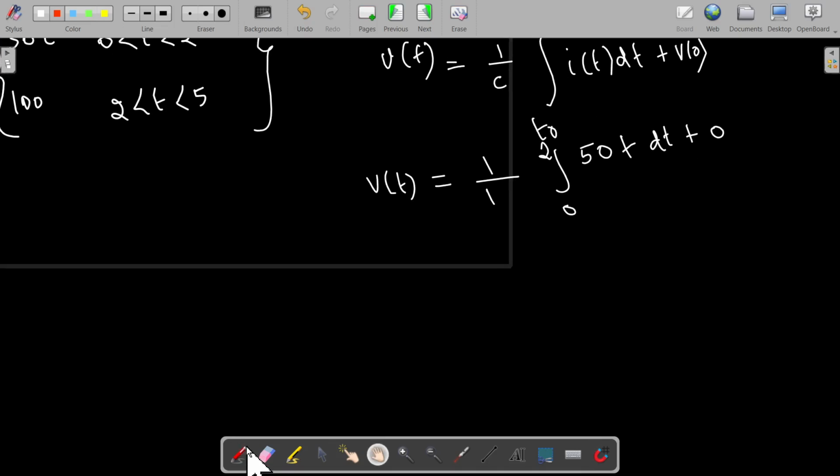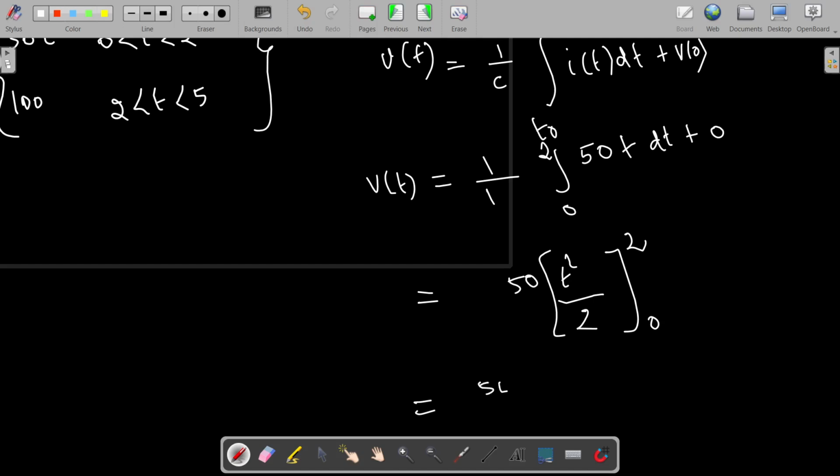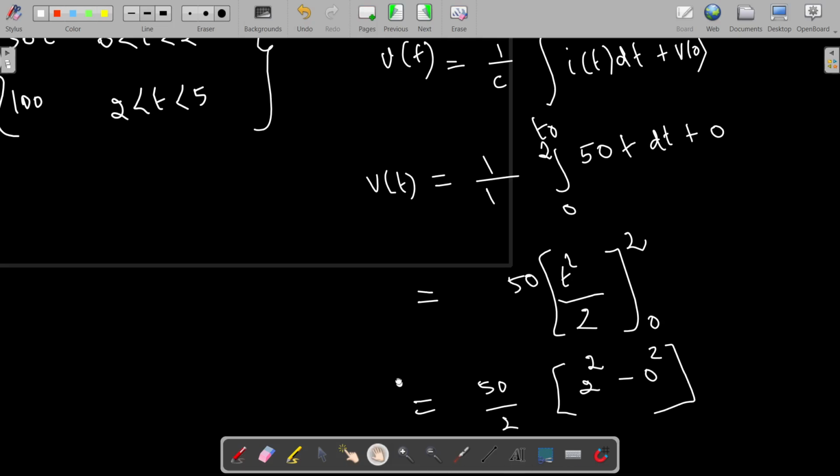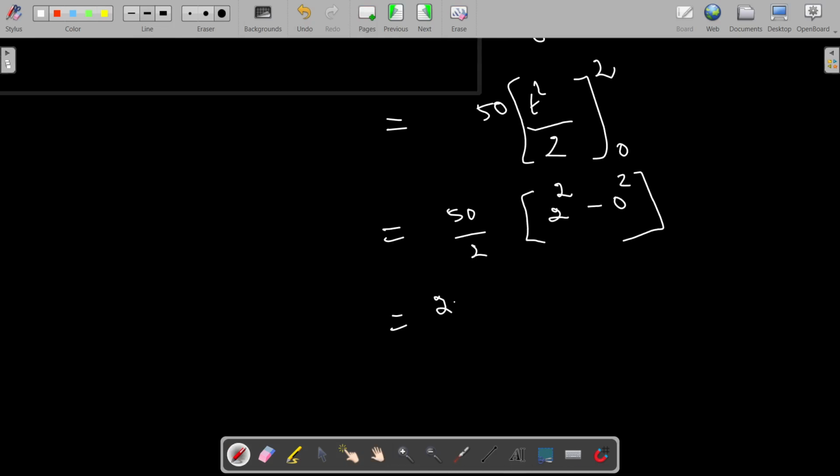So now we can do this. This is equal to, for this 50t, the integration is 50 into t square by 2 with the limits 0 to 2, right? So you can write it as 50 by 2 into t square. Instead of t square, you put 2 square minus 0 square, by applying limits. So this is equal to 25 into 4. That means it is 100. And I'll put this unit as millivolts, v of t.